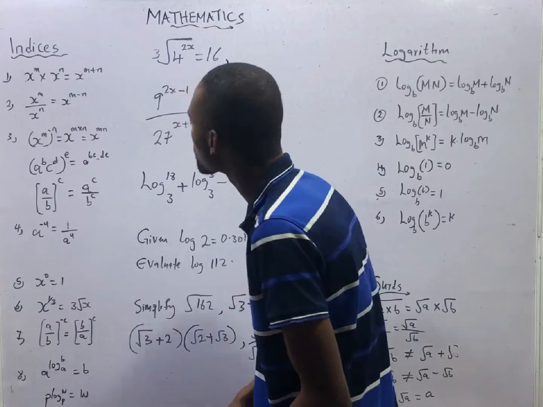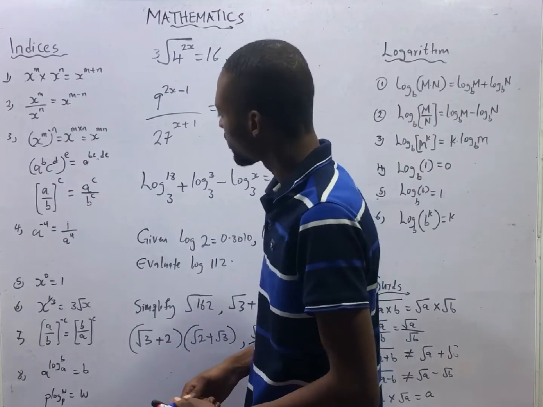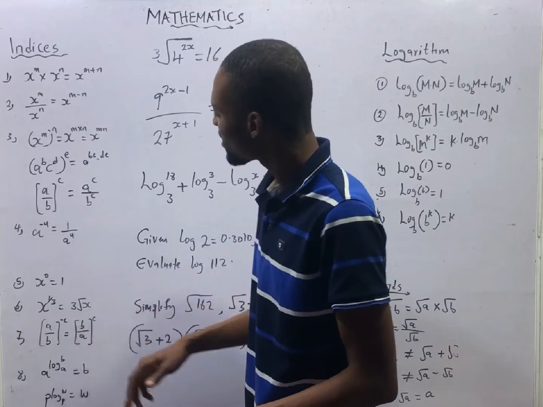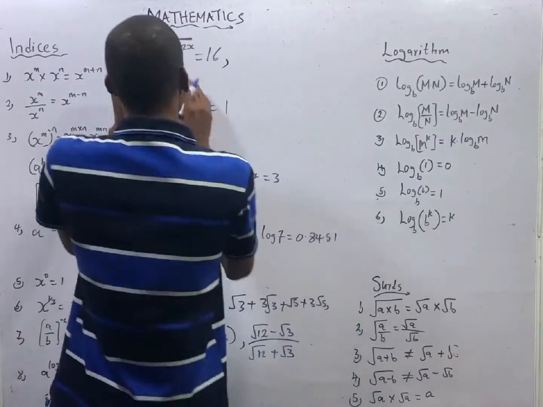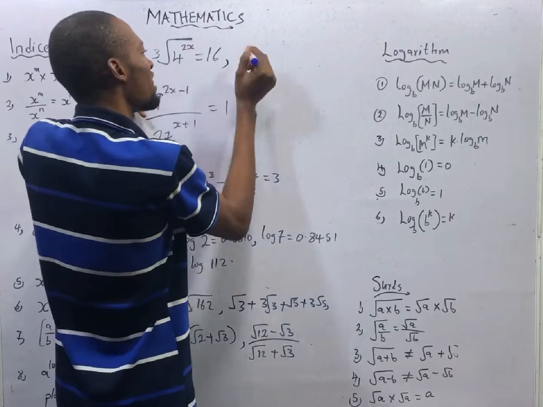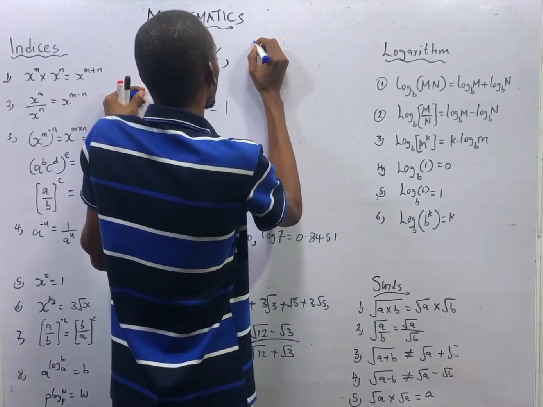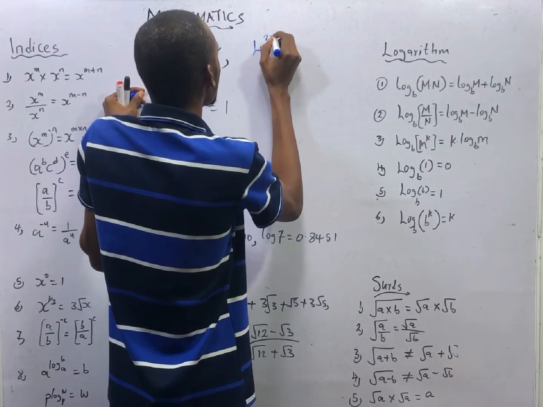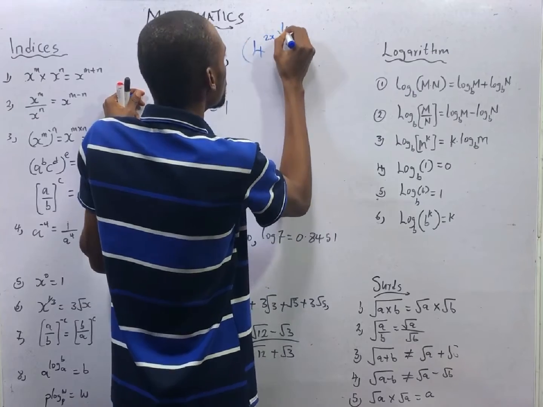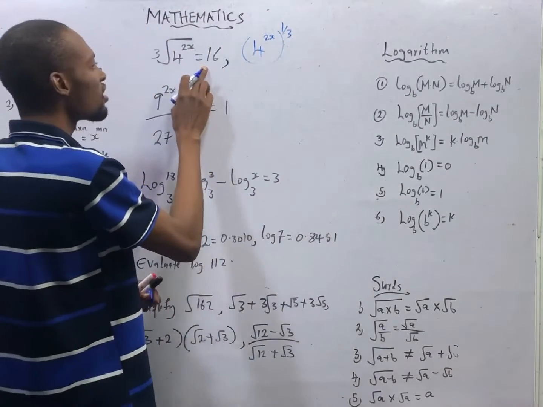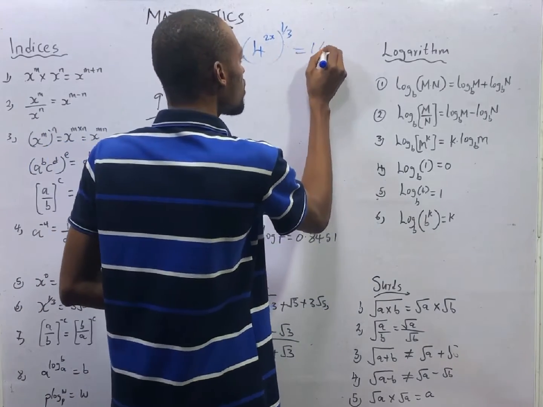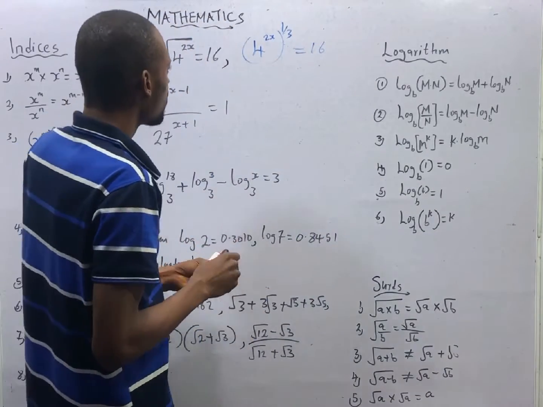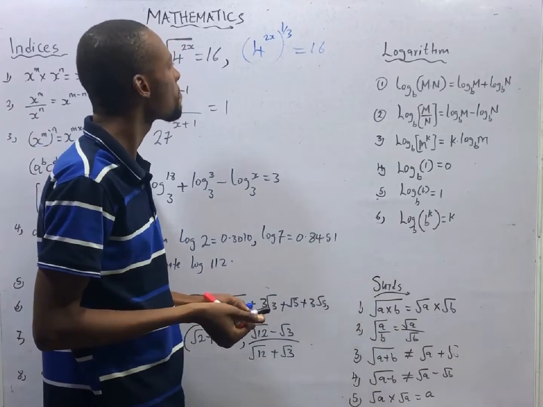From law 6, it says the cube root of s is the same thing as s raised to the power of 1 over 3. So the cube root of 4 raised to the power of 2s is the same thing as 4 raised to the power of 2s raised to the power of 1 over 3. They say this equals 16.